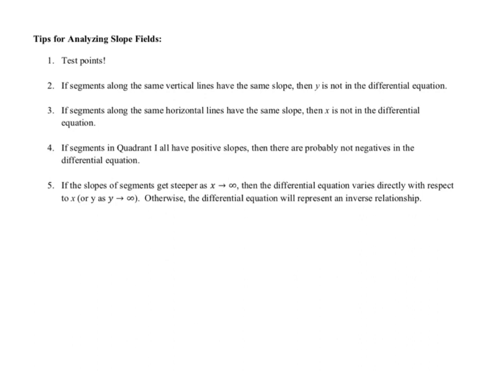So to finish up today, some tips for analyzing slope fields. Pick test points. That's going to help you a lot. And then 2, 3, 4, and 5 just give you some other hints that you can look at when you're looking at those slope fields. You can base it off of what quadrant you're in. You can base it on whether slopes are 0 or undefined, vertical lines or horizontal lines. So just make sure you read through those and use those to help you through your daily task today.